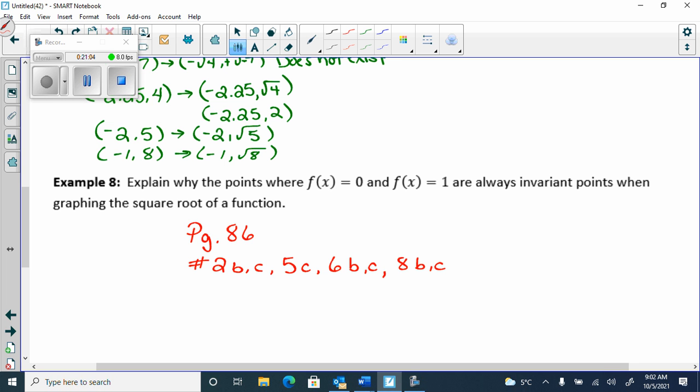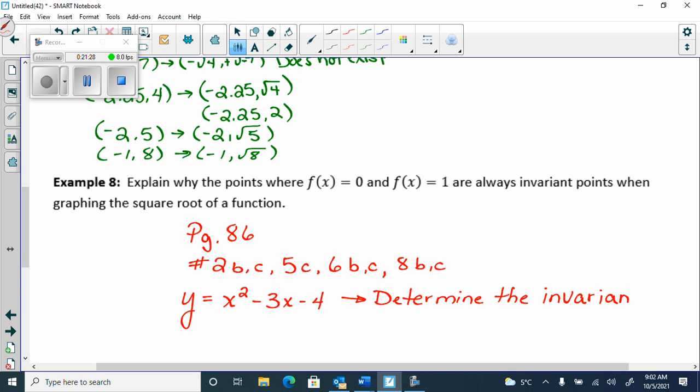So I want you to do these ones, and then I want you to use, this is the last one, y equals x squared minus 3x minus 4. I want you to determine the invariant points algebraically, because they don't ask this in the test. The invariant points algebraically. I should say coordinates.